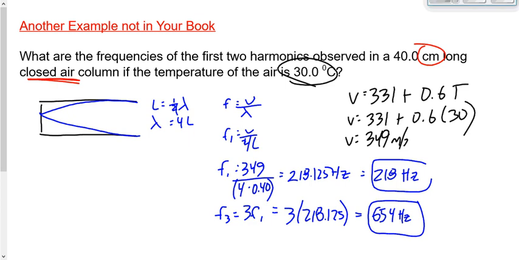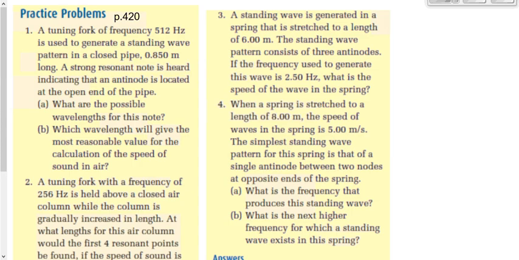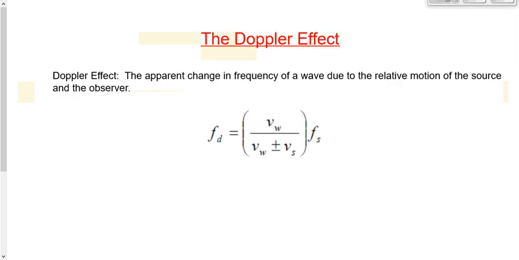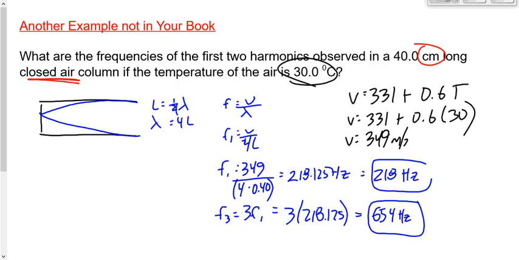One more example here. Oops. No, it's not there. Rather than that example, I'm going to have you work on the back side of the worksheet that I gave you on Friday. There's 11 questions. Now, pay attention to the question. Some of these are open air columns where both ends are open. Some of these are closed air columns where one end is open and one end is closed.